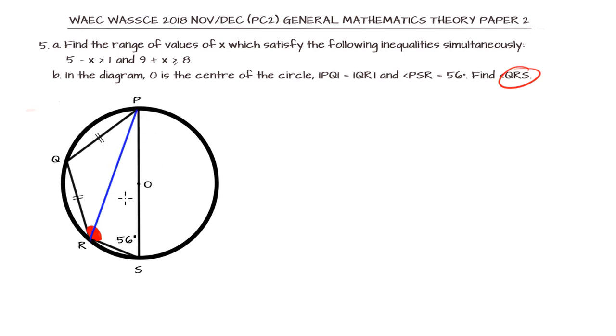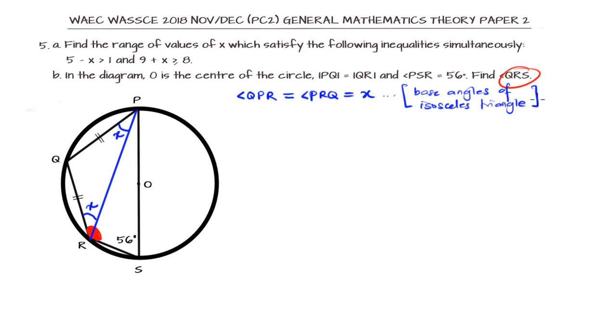There may be quite a number of ways to employ. But since we are told that PQ and QR are equal, we can form an isosceles triangle from PQ and QR, and the base angles of an isosceles triangle are equal. So angle QPR and the other angle PRQ, which we are denoting as X, are equal. And the reason is that they are base angles of an isosceles triangle. That's one of the properties of an isosceles triangle: base angles are equal.